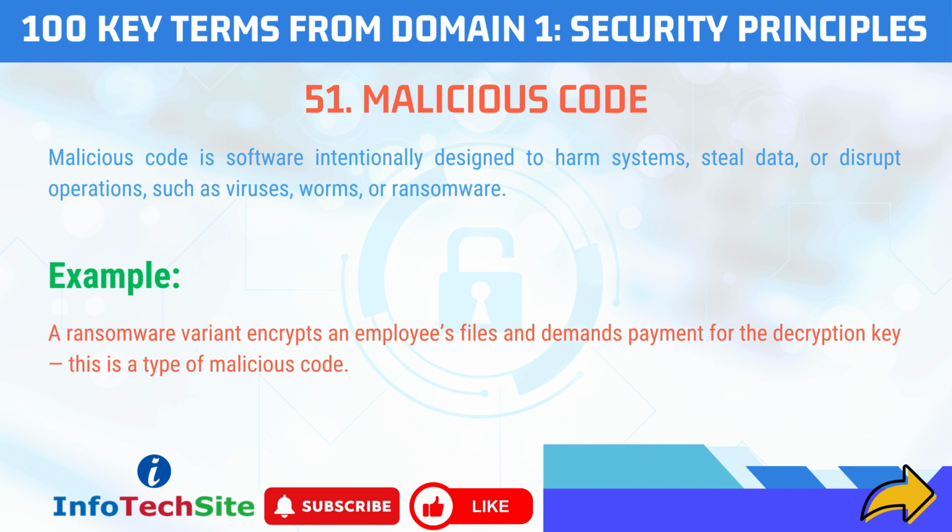51. Malicious code. Malicious code is software intentionally designed to harm systems, steal data, or disrupt operations, such as viruses, worms, or ransomware. For instance, a ransomware variant encrypts an employee's files and demands payment for the decryption key. This is a type of malicious code.